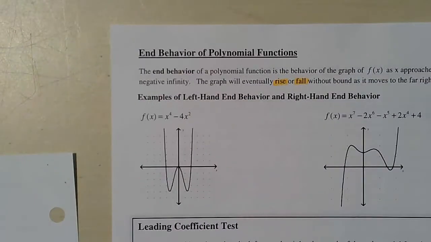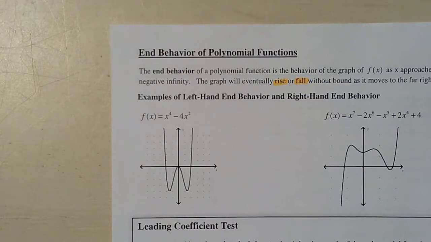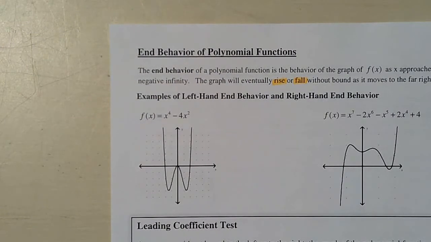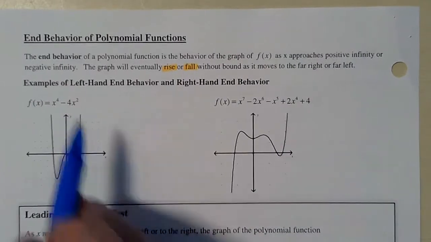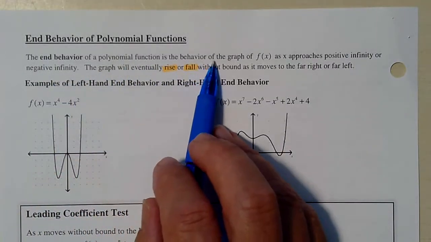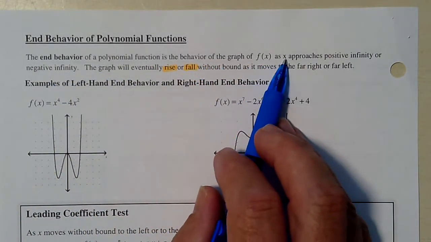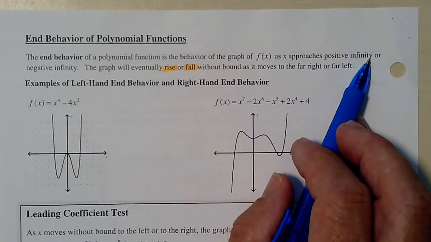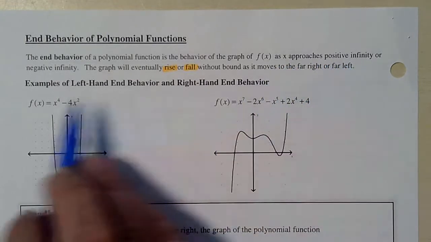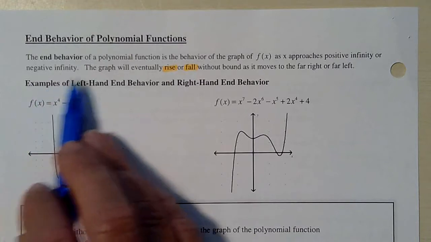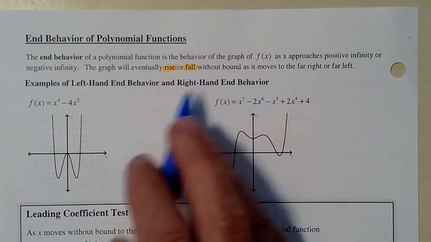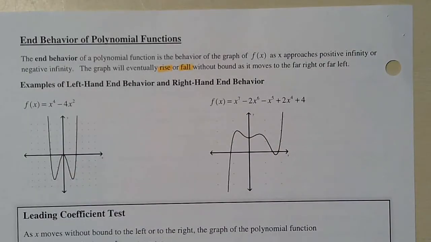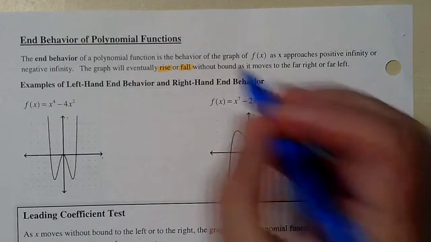All right, now we're going to get into this end behavior of these polynomials and what's called the leading coefficient test. All right, so the end behavior is the behavior of the graph of the function as x approaches large values, right? Positive infinity or negative infinity. The graph will eventually rise or fall without bound. Okay, now you kind of want to start in the middle. That's something you may even want to put in your notes, that you describe from the middle.